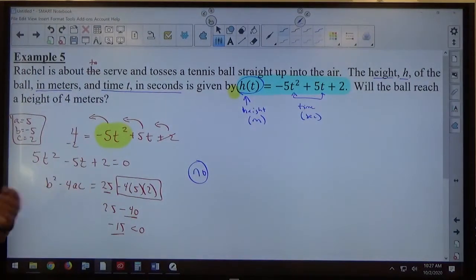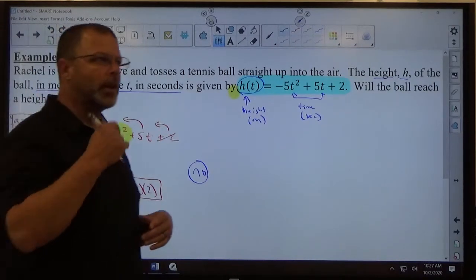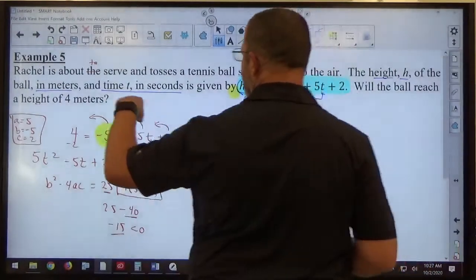Again, the work is necessary to make that determination. Don't just write no. But again, we're just determining if it's possible, right? If you get an imaginary answer, it's not possible. All right? Let's say that we did this problem. Let's say we want to get a height of 2 meters.